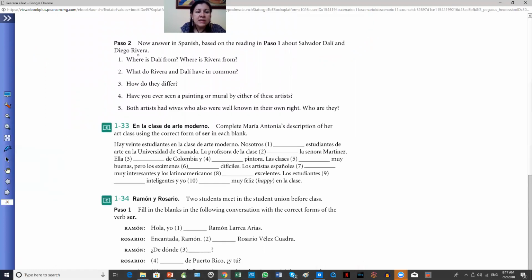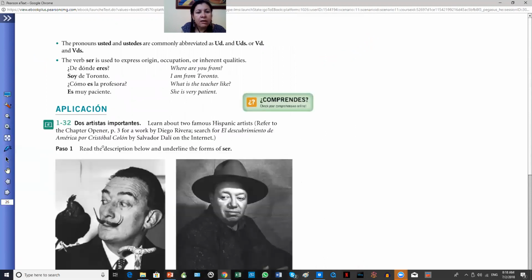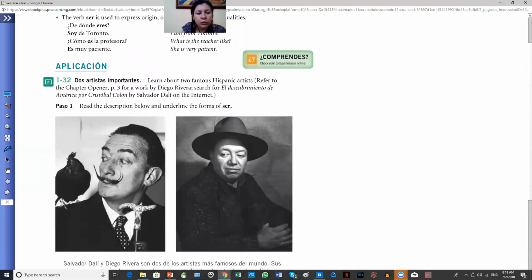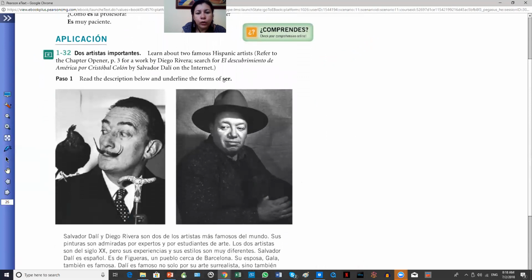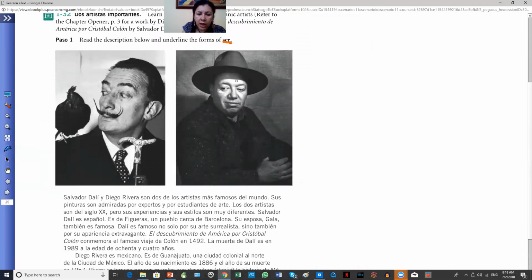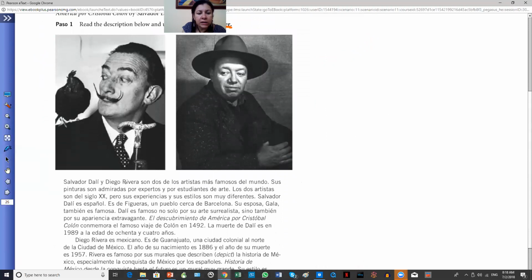You guys are gonna be responding. First, you are gonna be able to underline ser forms in this. Por ejemplo, I'm gonna start highlighting the first one. Son, see? Salvador Dalí y Diego Rivera son, ellos son.